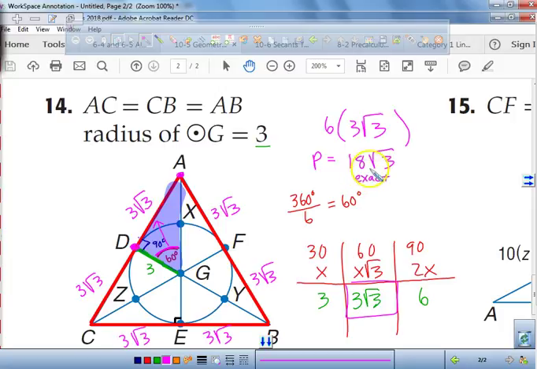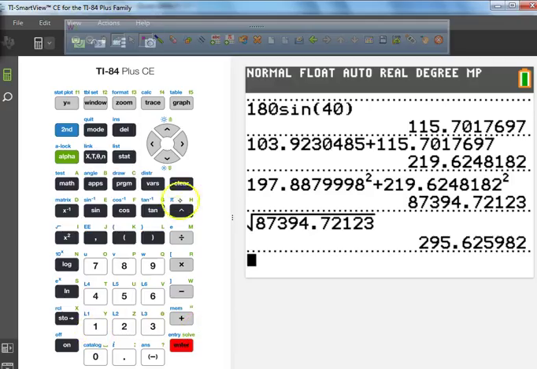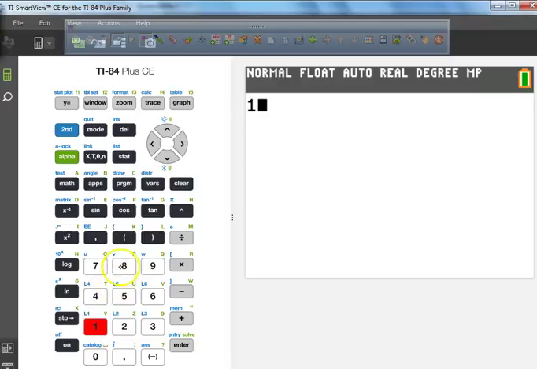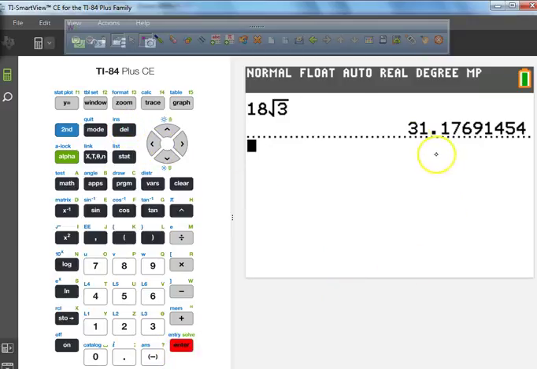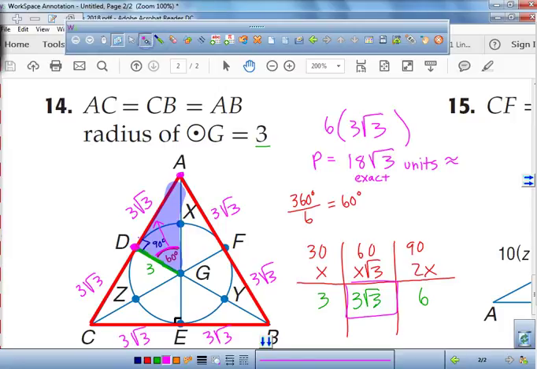This is your exact answer. It's not the approximate value, it's the exact value. The approximate value is what you get when you type it into the calculator. Type in, clear all this out, 18 radical 3, and that gives you that 31.2. 31.2. Round to the nearest 10.